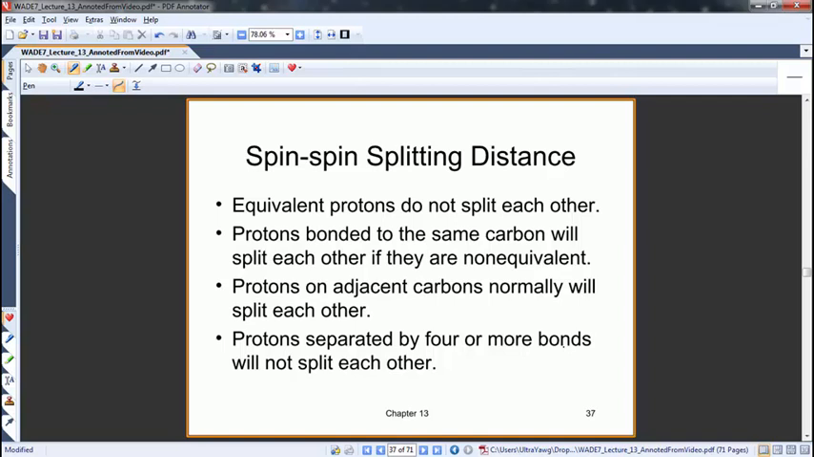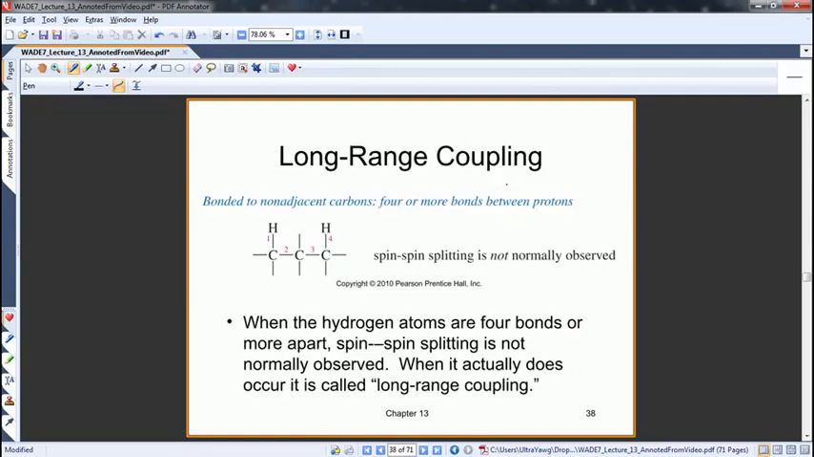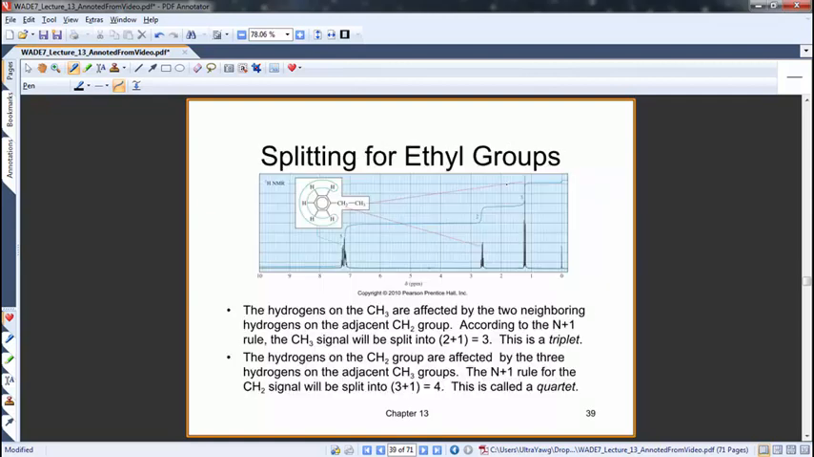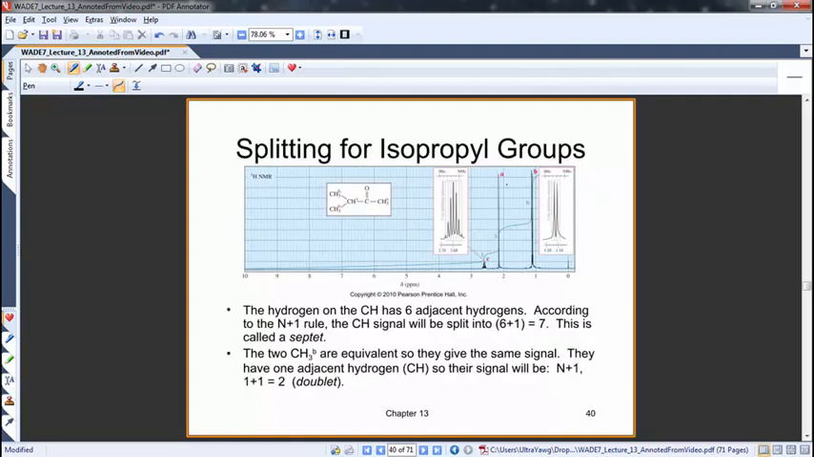Spin splitting distance. Okay, so in addition to the spin splitting occurring, there's also the spin splitting distance. So we're going to ignore long range coupling for now. And let's look at a good example. Let's look at this one. Let me zoom in for a minute. How do I zoom in? I think I can press this button.